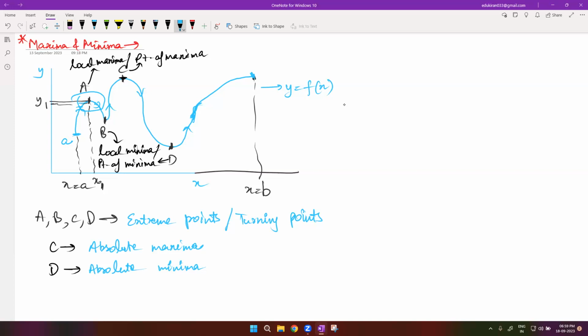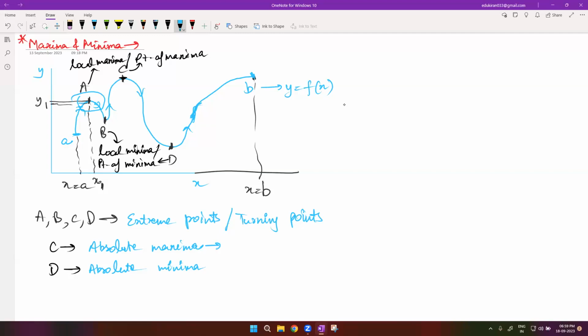What's the difference between local and absolute? Absolute maxima, for example C, will be the point at which the function f(x) attains its highest value, in the whole interval starting from A up to this point B.